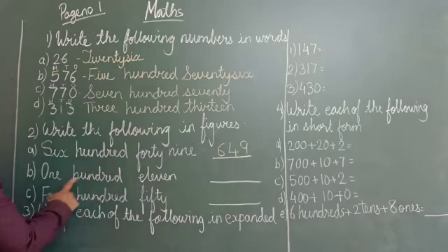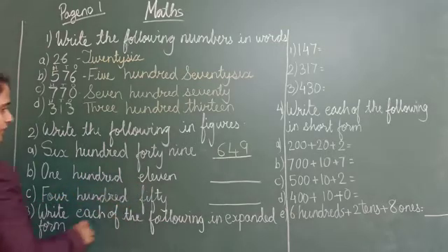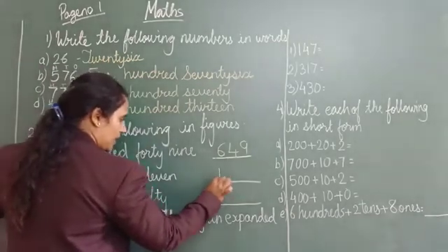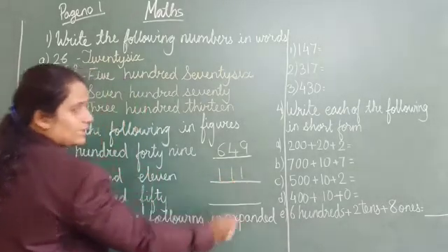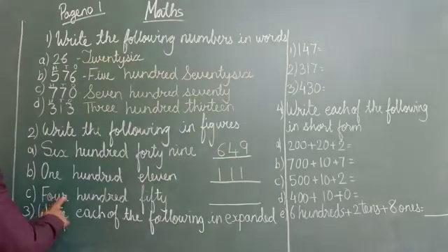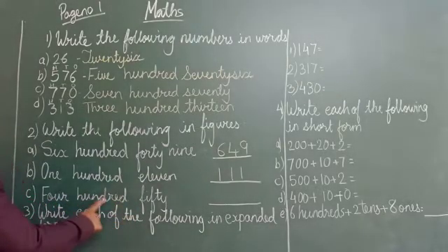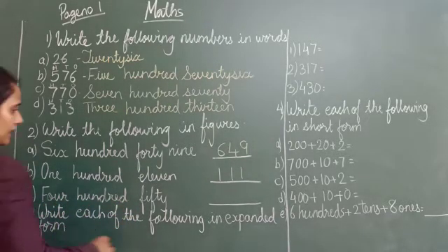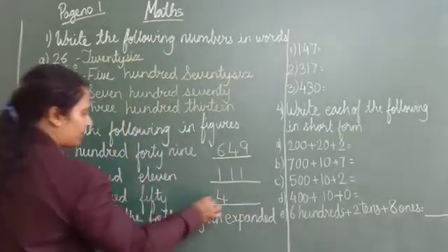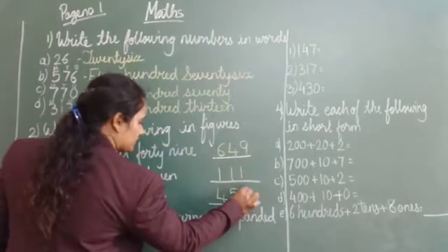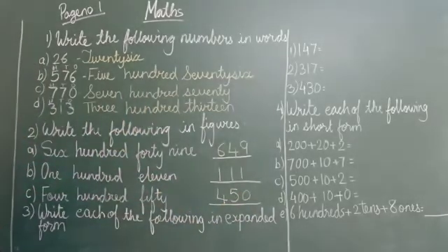111. That means at 100 place we have 1, and 11. 111. Then 450. At hundreds place we have 4, and 50. 450.